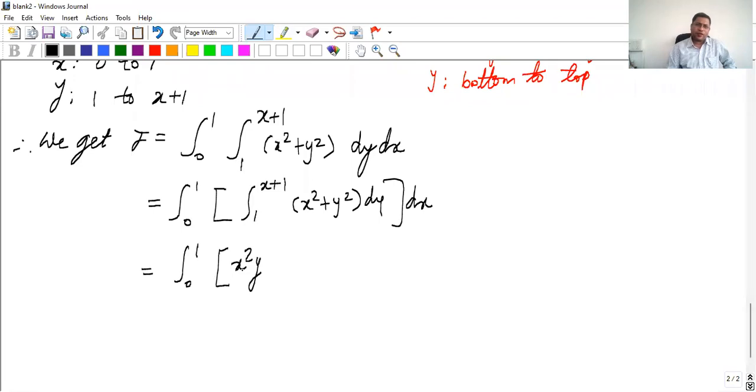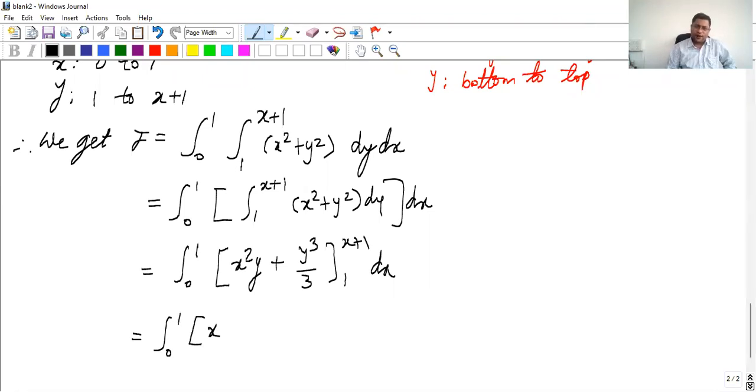Okay, so here x square will be treated as a constant. So what we get here, it will be x square as it is constant, and the integration of dy is going to be y, plus you will be having y cube by 3, and here it is going to be 1 to x plus 1. Okay, and then this dx. So let us apply the limit. So it is 0 to 1.